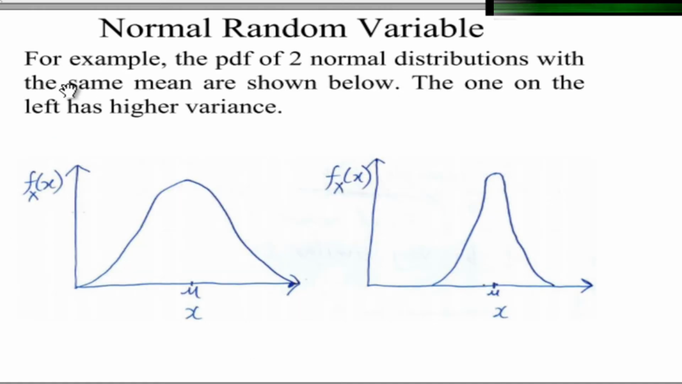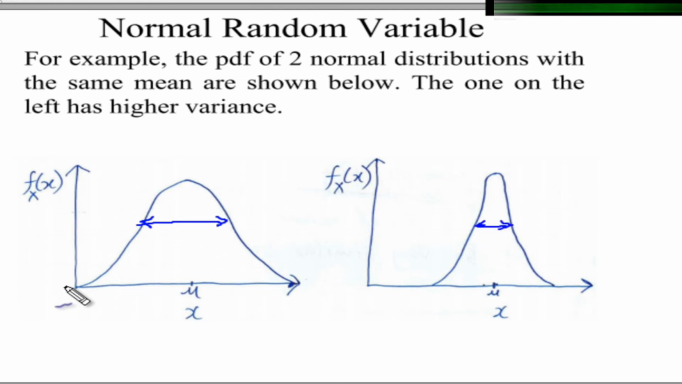Okay, normal random variable. For example, the PDF of two normal distributions with the same mean are shown below. These basically have the same mean, but the one on the left has higher variance. You guys can see, but these slides don't even show yet what is variance and what is standard deviation. But I have taught you what is the difference between standard deviation and variance. So this curve, you guys can see that it has greater width, and this one has smaller width.